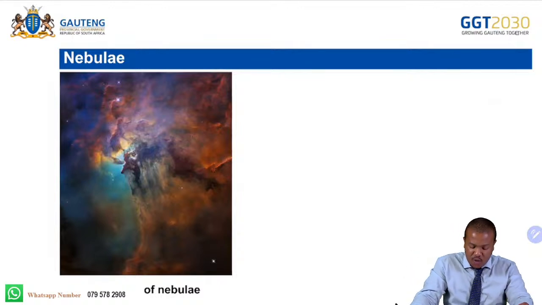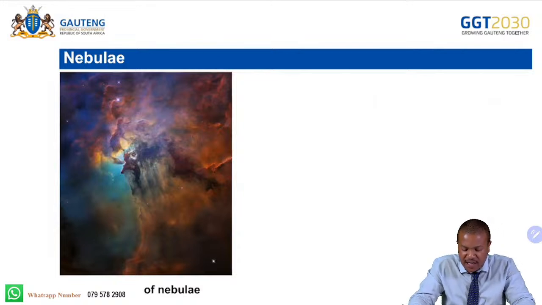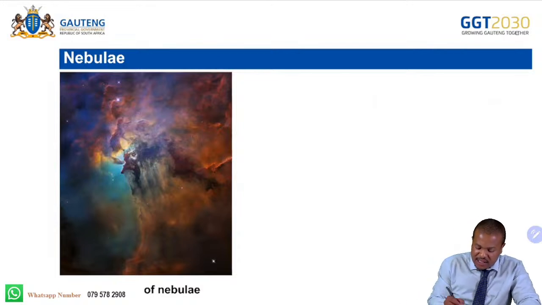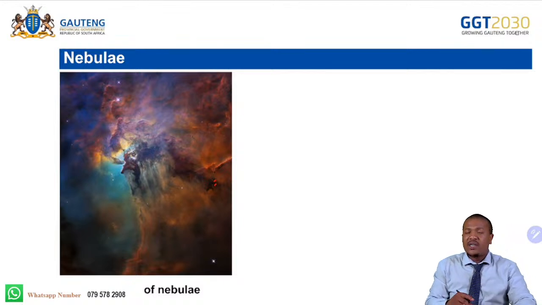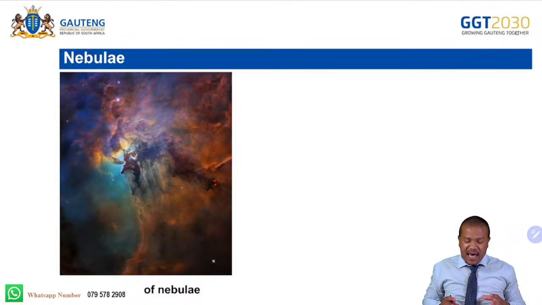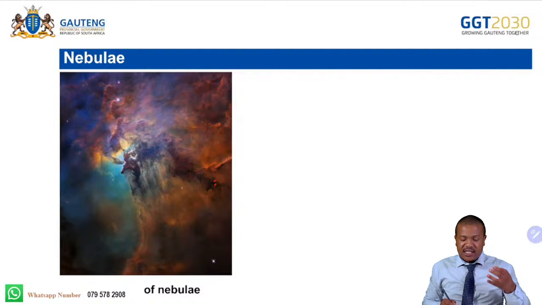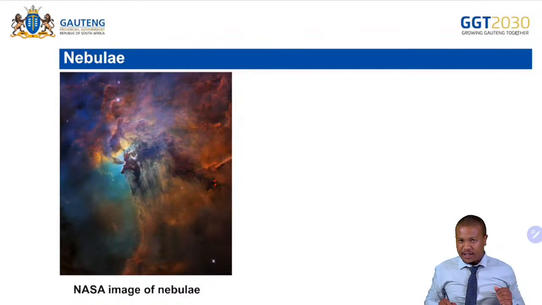For now, let's look at this NASA image of a nebula. As you can see, it is all interstellar gas and dust. This is where stars arise. This is where stars are born.